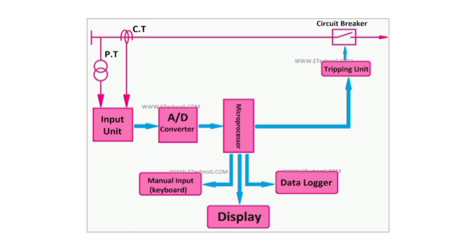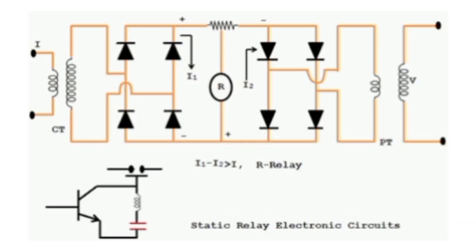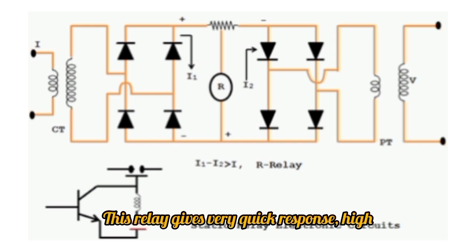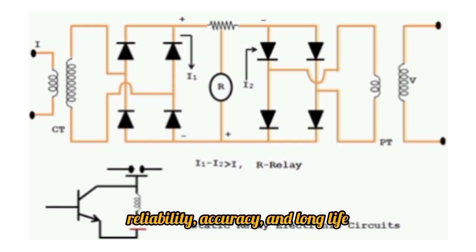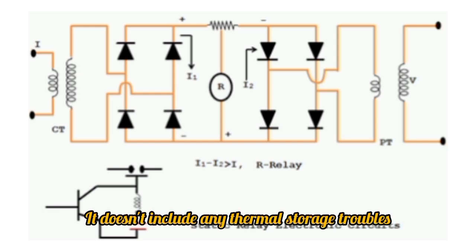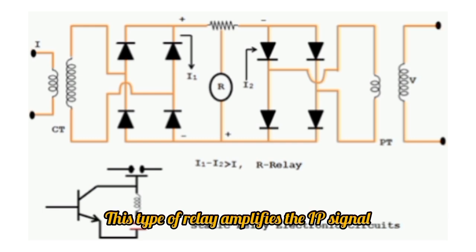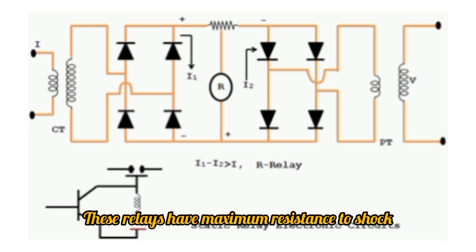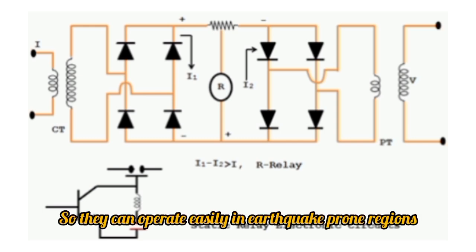switching operations. Advantages and disadvantages. Advantages: these relays consume very less power. This relay gives very quick response, high reliability, accuracy, and long life. It is shockproof. It doesn't include any thermal storage troubles. This type of relay amplifies the input signal, which enhances their sensitivity. The unwanted tripping chance is less. These relays have maximum resistance to shock, so they can operate easily in earthquake-prone regions.